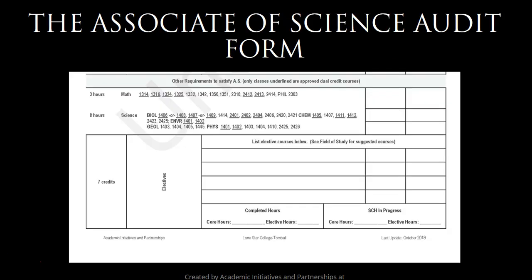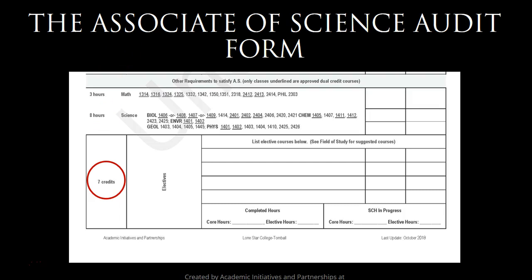So now let's take a look at the Associate of Science audit form. You'll notice the bottom is a little different. For an Associate of Science, you only get 7 credits of electives, and that's because you need 3 additional hours in math and 8 additional hours in science. So those 11 hours take up the space of some of the elective credit hours you would get with the Associate of Arts. Just make sure you understand that you have fewer elective choices because you are required to take more math and science courses.